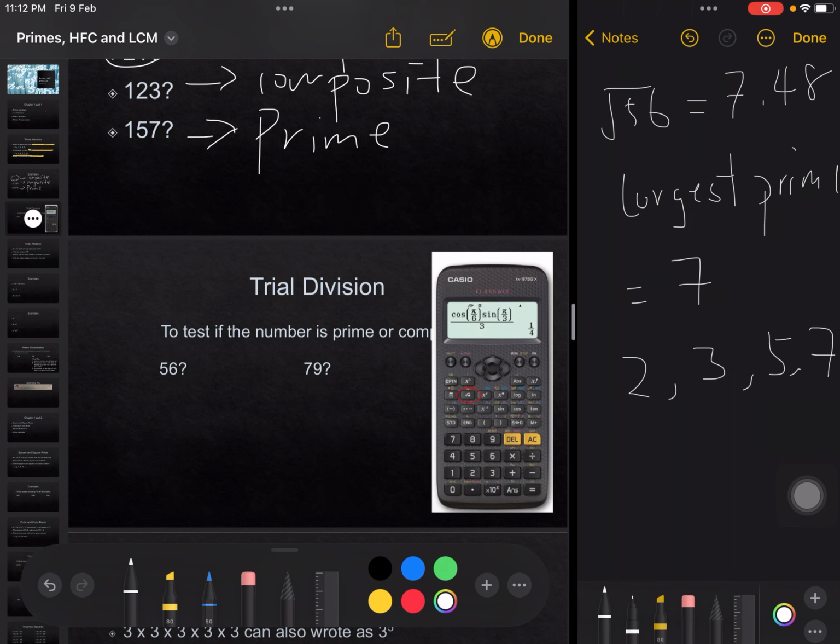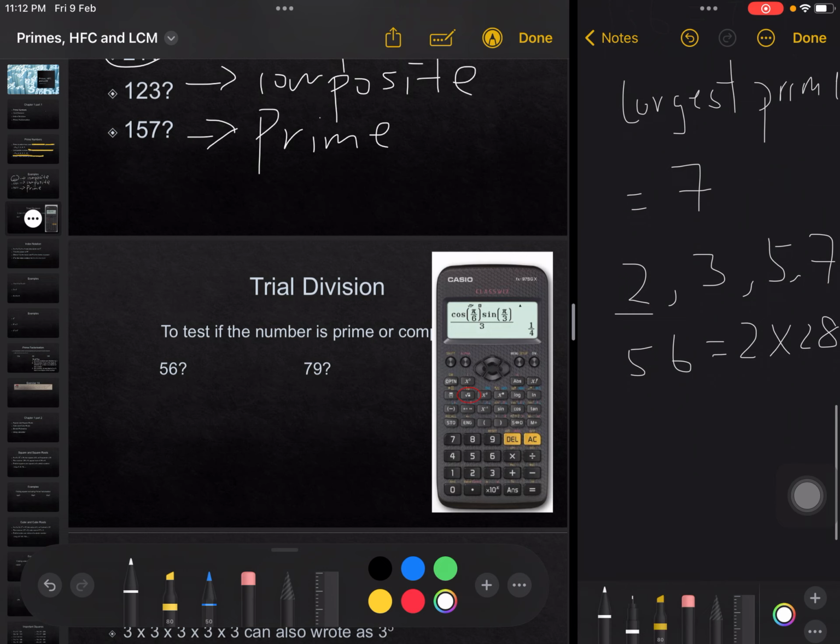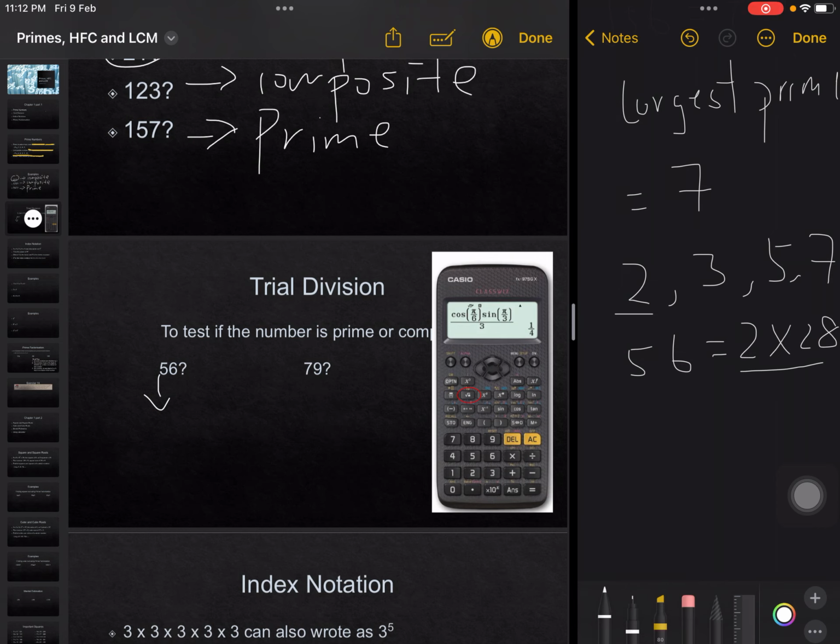So is 56 divisible by 2? Yes, 56 is equal to 2 times 28. Correct? Okay, so since 56 is also equal to 2 times 28, 56 is a composite number.